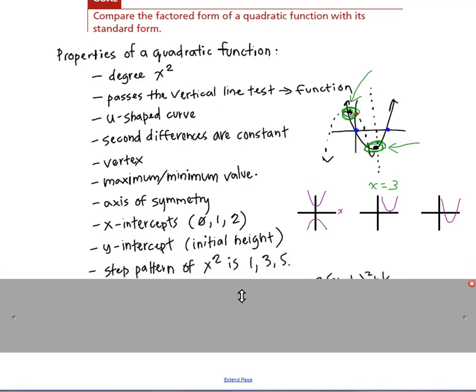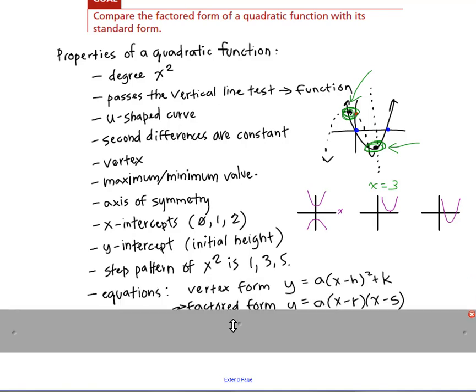Finally, we'll remember our step pattern if we're doing graphing for a quadratic. For a standard quadratic it is 1, 3, 5. So we find our vertex and then we go over 1, up 1, over 1, up 3, over 1, up 5. And then we go back to our vertex and we go the other direction to the left, over 1, up 1, over 1, up 3, over 1, up 5, and that's how we could graph it.